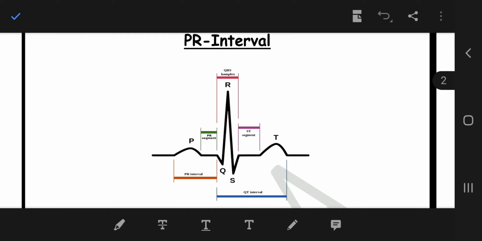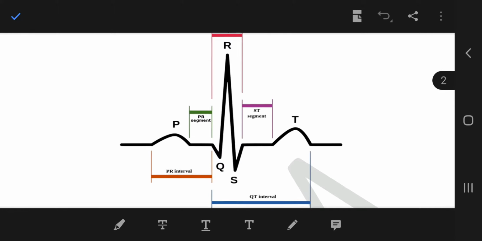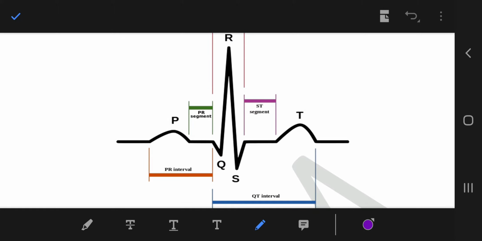In this video, we'll be talking about heart blocks: first degree, second degree, and third degree heart block. Before we start talking about it, we need to understand what the PR interval is. We have an ECG here, and we need to know where the PR interval starts and where it ends. Second thing, we need to memorize, guys, the duration of the PR interval.